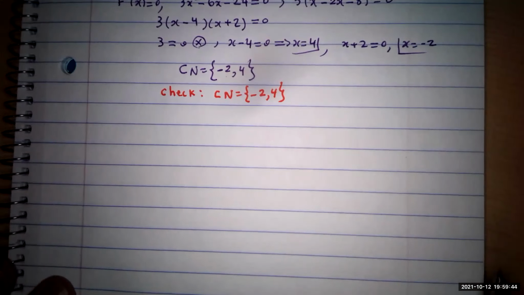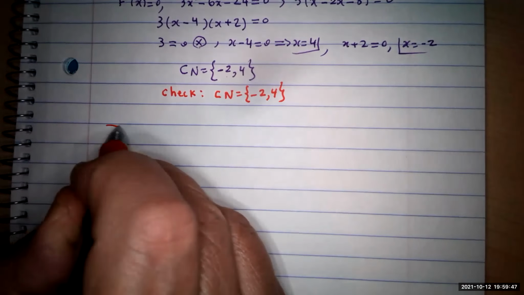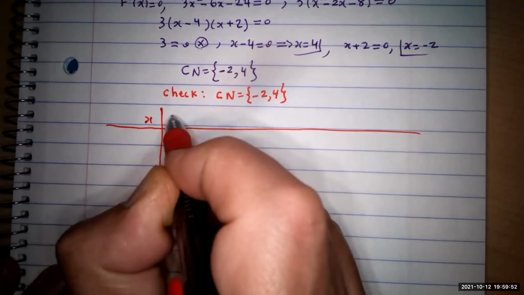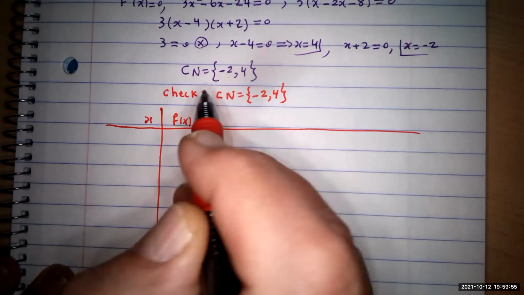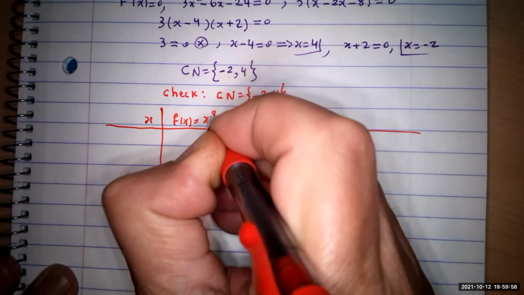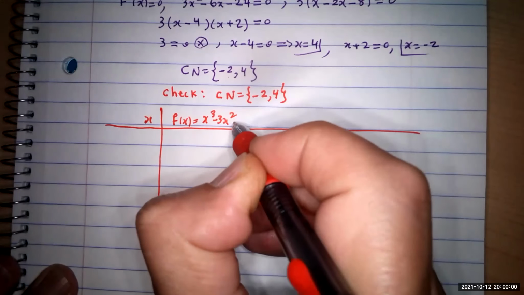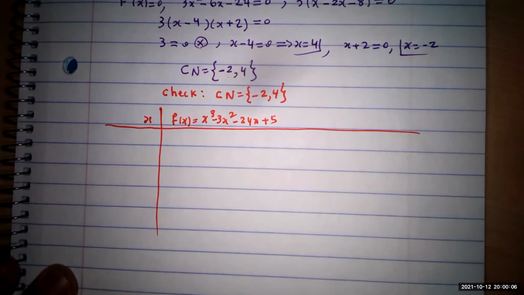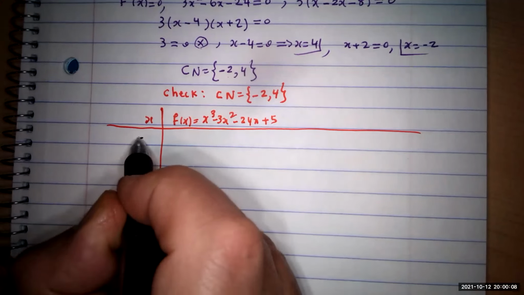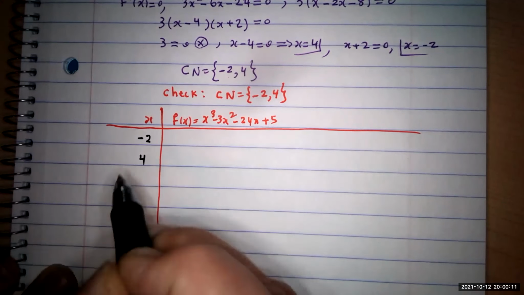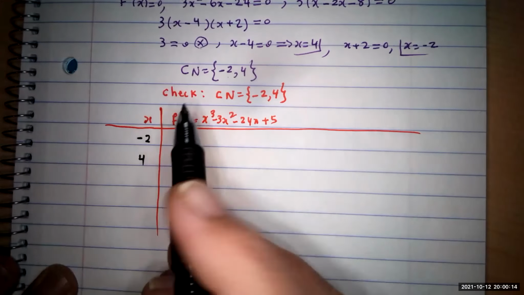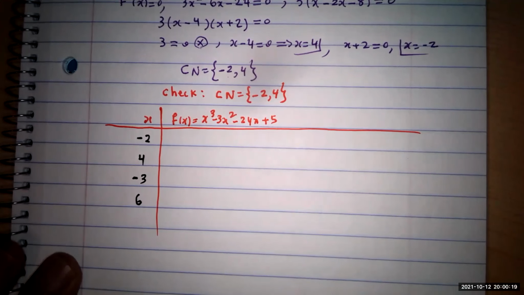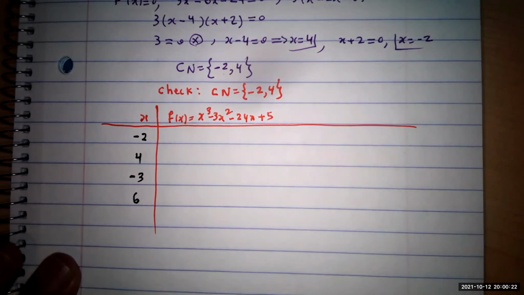Okay, so we have to use four numbers, so get the chart and start working on it. So this is going to be my x, and this is going to be the f of x. And the f of x is the function, which is x cubed minus 3x squared minus 24x plus 5. So the numbers that we have to use are going to be the critical numbers. So it's negative 2, 4, and the endpoints of the interval, so we have negative 3 and 6. Carefully substitute, simplify, and then compare them together to get your result.